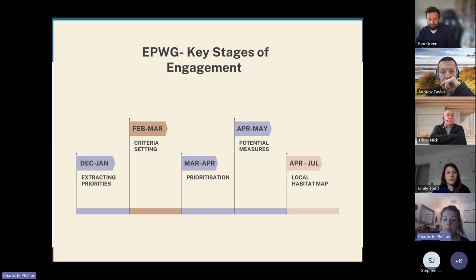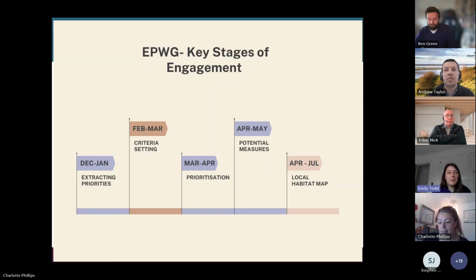So just to give you a timeline, as I said, we are going to send you terms of reference, so it was really clear what you're going to be doing. Emily's raised her hand. Do you want to add something, Emily? Yes, I just wanted to add there.